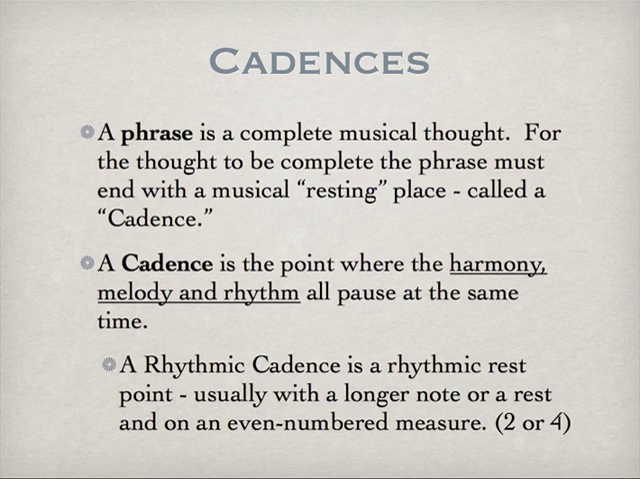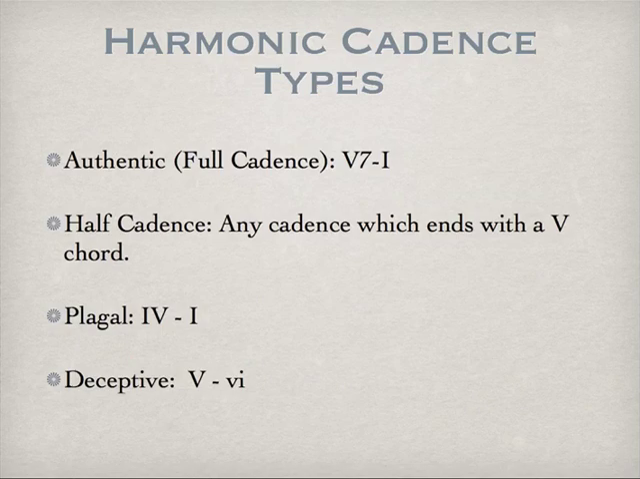So that little break in there, that was a rhythmic cadence. The harmonic cadences, there are four types. An authentic cadence, or a full cadence, has a chord progression of 5-7 to 1 or 5 to 1. It's a dominant to tonic.